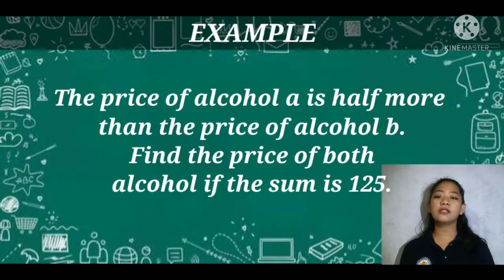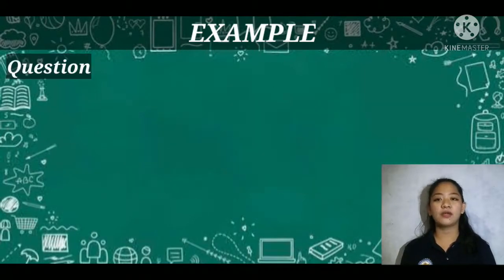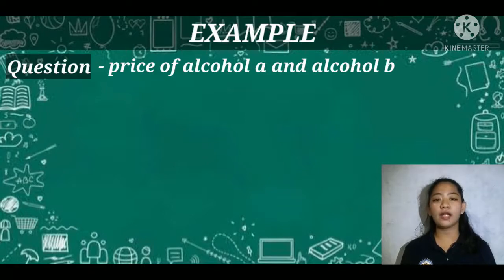Let's have an example. The price of alcohol A is half more than the price of alcohol B. Find the price of both alcohol if the sum of both is 125. By the use of Q-tips, let's analyze the problem. The first step is identifying the question. What is the question that is being asked? The question is the price of alcohol A and alcohol B.